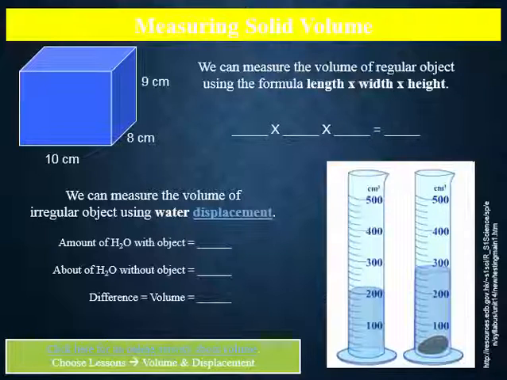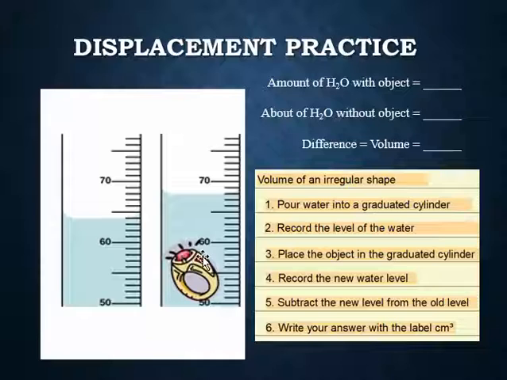And then the last part of volume that we learned was volume using displacement. So volume of those irregular objects. We talked about rocks, we talked about rings, things that you can't measure the length, the width, and the height and are not a liquid. So in order to find the volume of an irregular shape, you must pour water into a graduated cylinder, record the level, place the object into the graduated cylinder, and watch that the water moves up, because the water is making room for the object that you placed in there. Then you subtract those two levels and you write your answer using the label centimeters cubed. And we use centimeters cubed because it is a solid object.